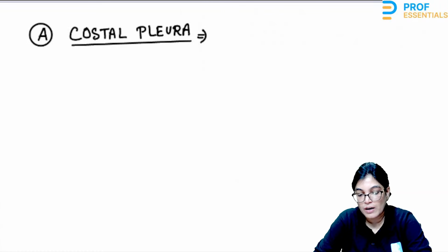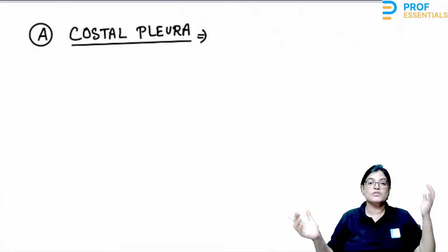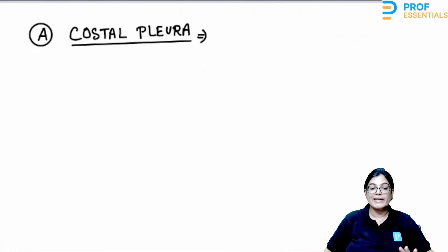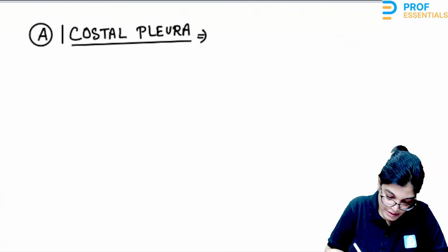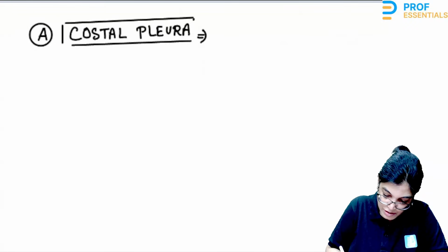Basically, it's very easy to separate the endothoracic fascia from the thoracic wall. So the exact location of the costal pleura is the inner aspect of the thoracic wall. So where does it line? Let me first tell you about the costal pleura, a very important topic.